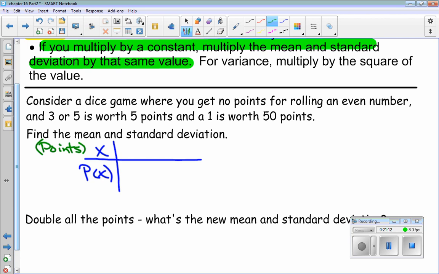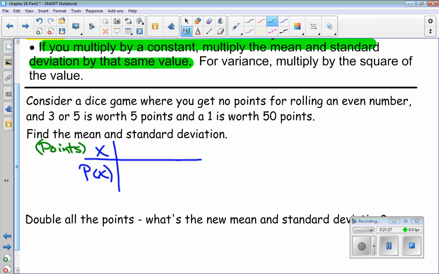And you really want to get into the habit of defining it. What actually is it that I'm looking for? Because you can define things in different ways. Maybe it's a point value. Maybe it's the outcome on the dice. What am I really looking for? Well, we're looking for the amount of points I can get in the game.